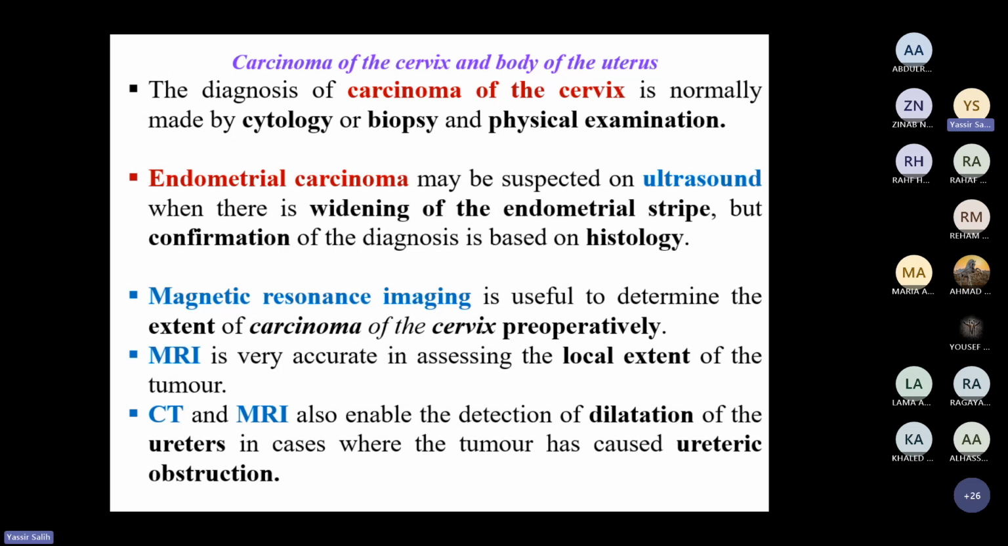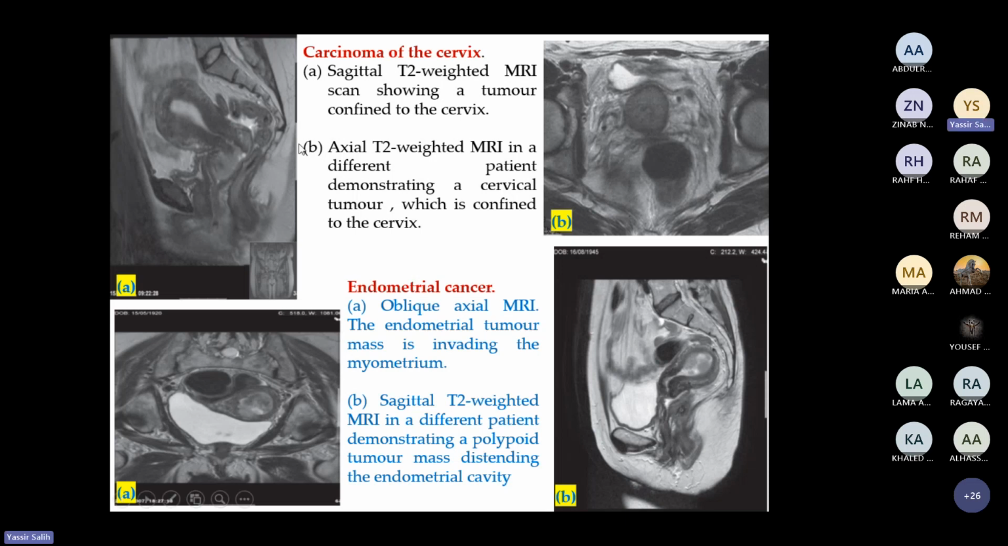CT and MRI can also detect dilatation of the ureters in case of ureteric obstruction. This is what we said about ovarian tumor, because sometimes we have a huge mass in the cervix causing invasion of the ureters, or sometimes it compresses the ureters and causes hydronephrosis and hydroureter. What is this examination?